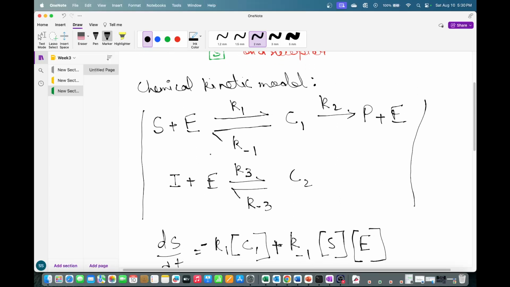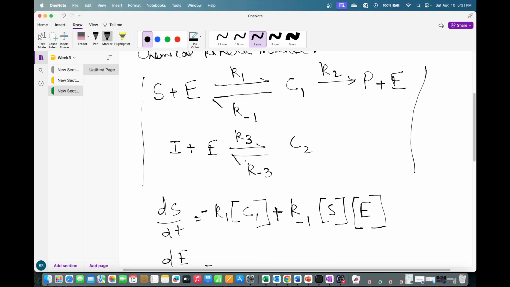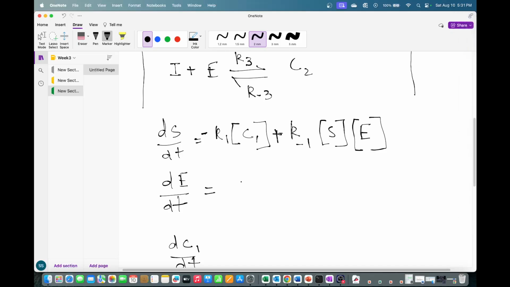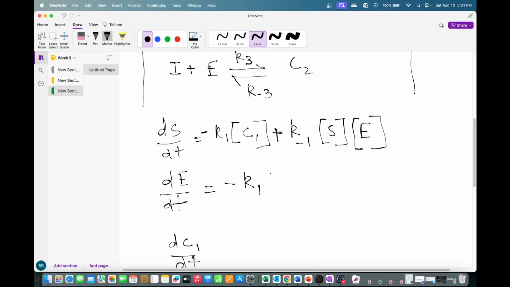E is getting used up in the formation of C1. E is getting produced by the reversible reaction of C1 where it is getting dissociated. E is also getting produced from C1 through K2 and the product formation here as well. And E is also getting used up with the inhibitor as well. So there are three places where E is there, so we need to model it in a similar fashion. So E will be first getting used up here. So let's do that. K1 into S into E.